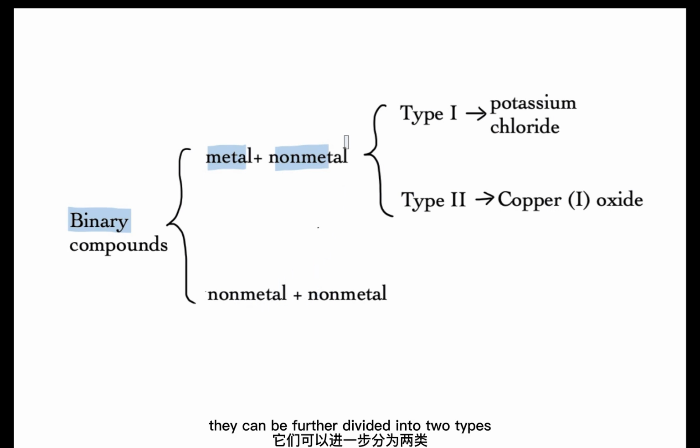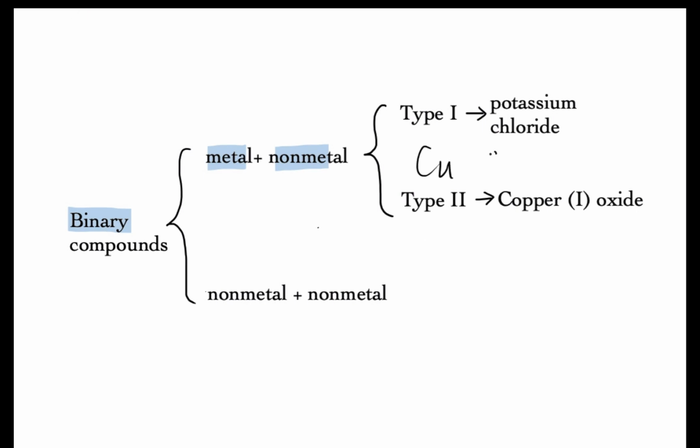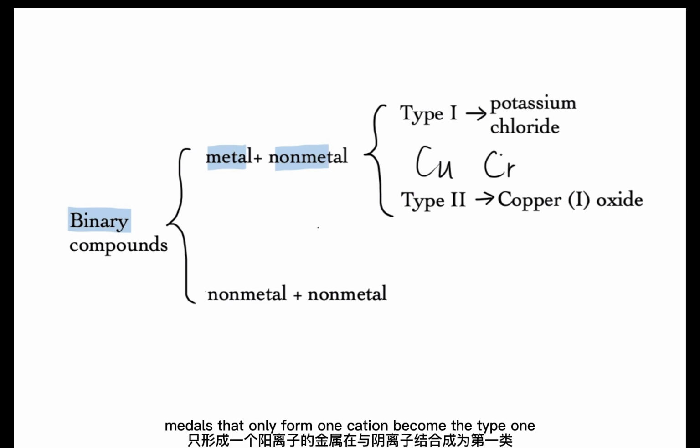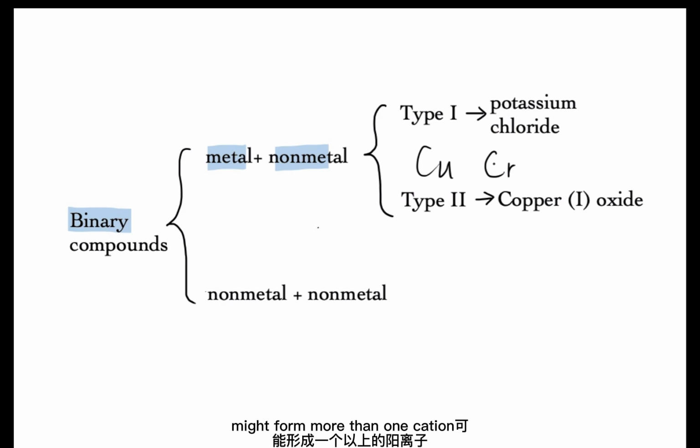For the first group, they can be further divided into two types, since some metals have more than one valence, such as copper and chromium. Metals that only form one cation become type 1 when combined with an anion, and metals that might form more than one cation will be classified as type 2 compounds when combined with an anion. For example, potassium chloride is a type 1 binary compound.